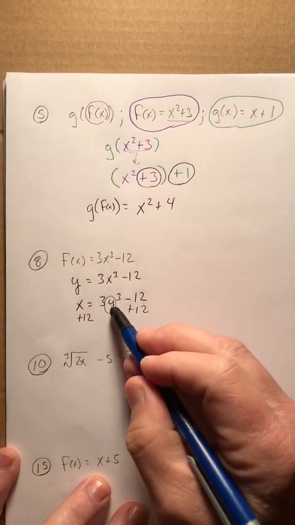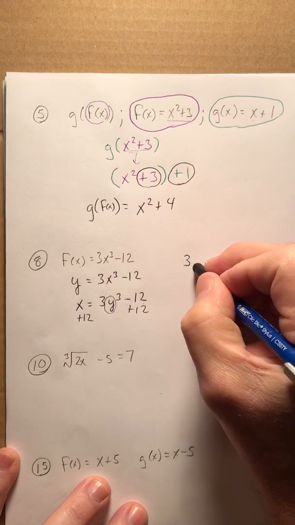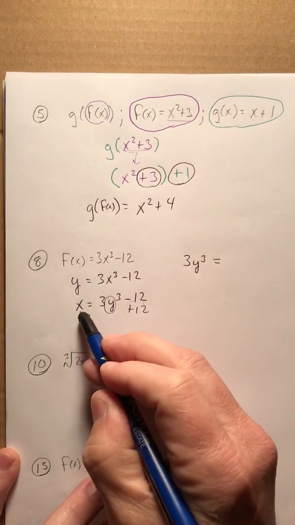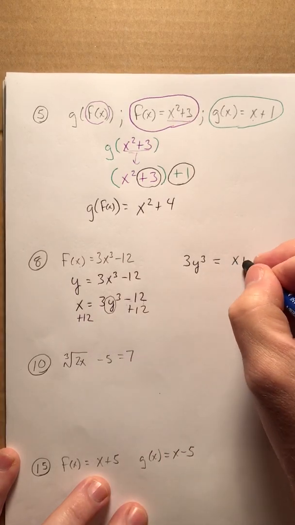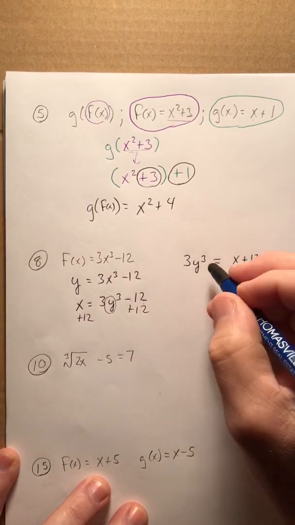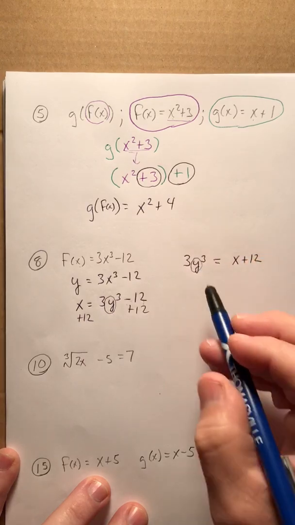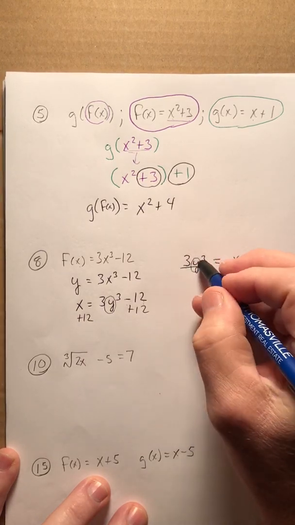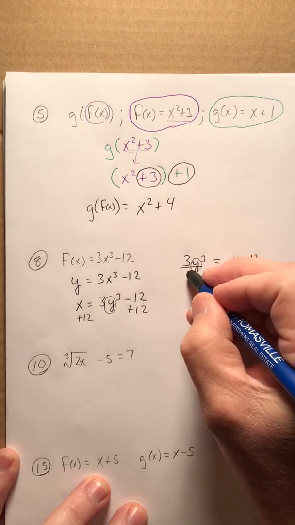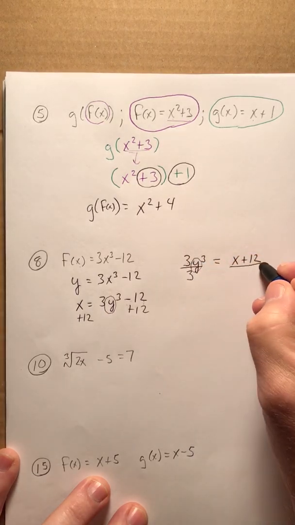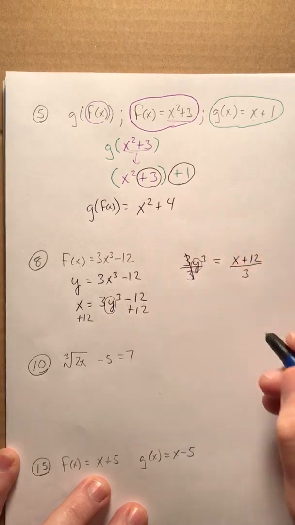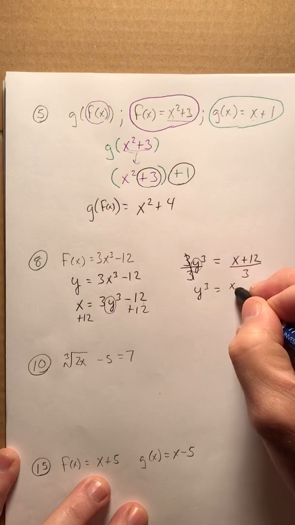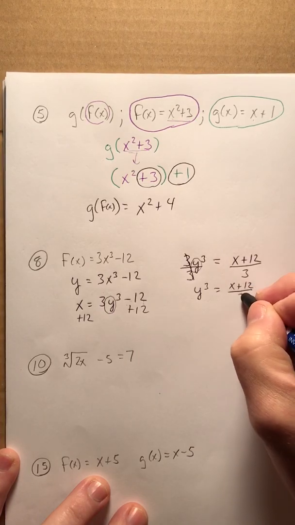All right, so now I'm just going to write the 3y cubed in the front now equals, and then on the other side we have x plus 12. All right, so again, we're trying to get y by itself. So now we got to get rid of this 3 that's out front. So we do the inverse again. We're multiplying by 3, so the opposite is to divide by 3. So we divide by 3, divide by 3. They cancel out. We get y cubed equals x plus 12 over 3.